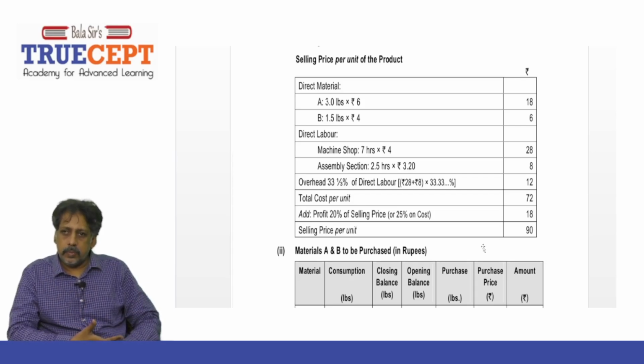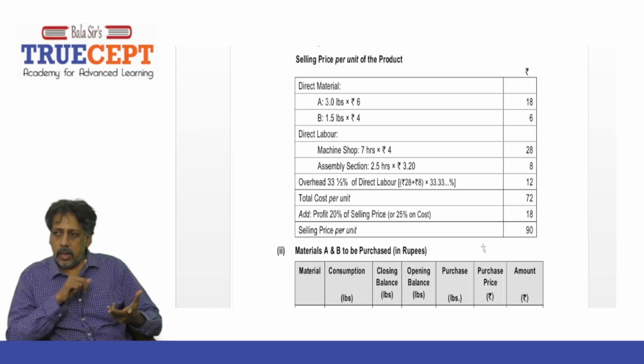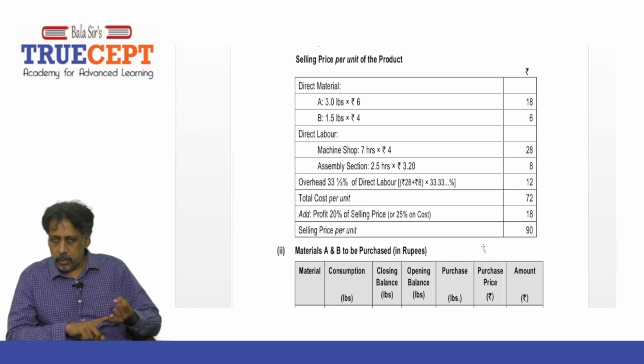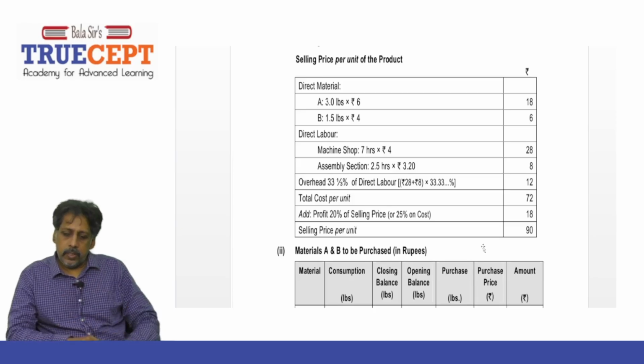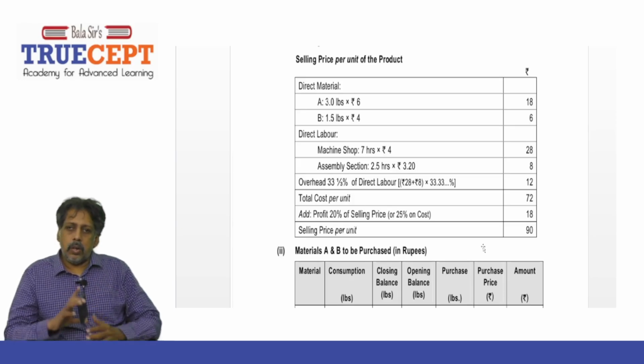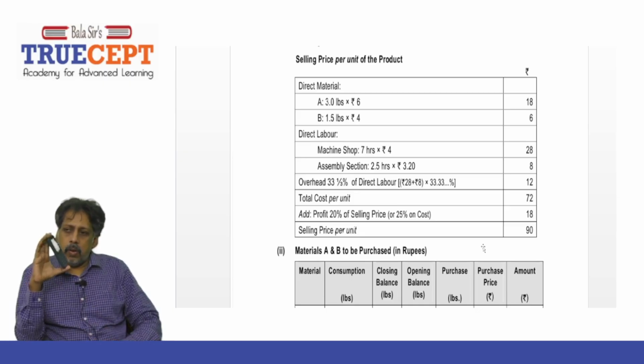Next, overhead 33 1/3% of direct labor, which is 28 plus 8, that is 36 into 33.33%. You know, 33.33% is nothing but 1 by 3. Or use a calculator, don't take any risk at all. How much do you get? Rupees 12. Next, total cost per unit is 72. The total cost of one unit is rupees 72.